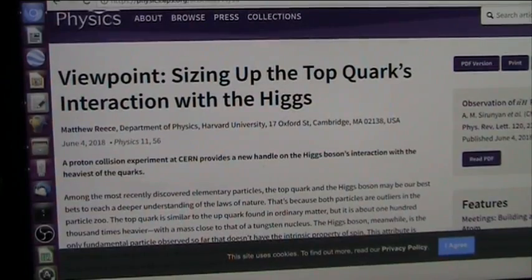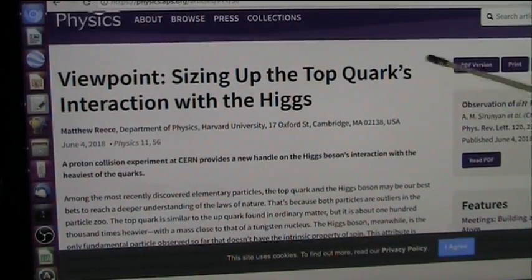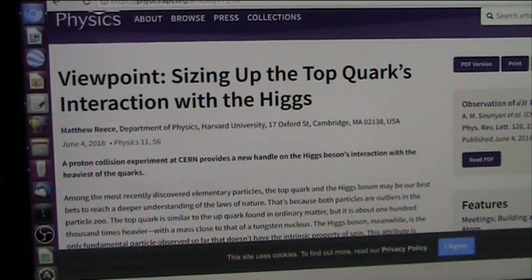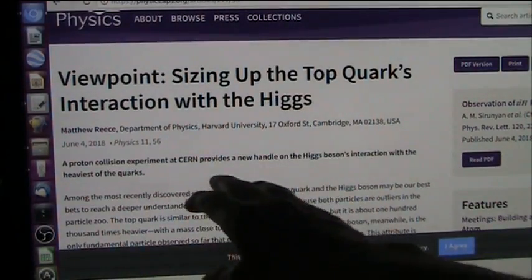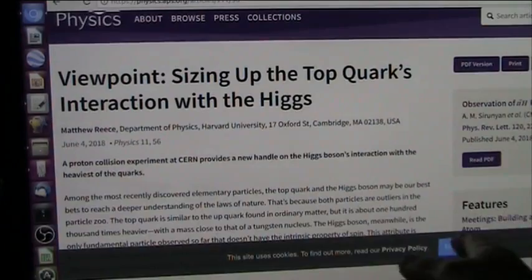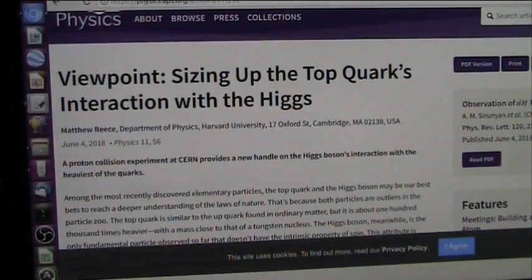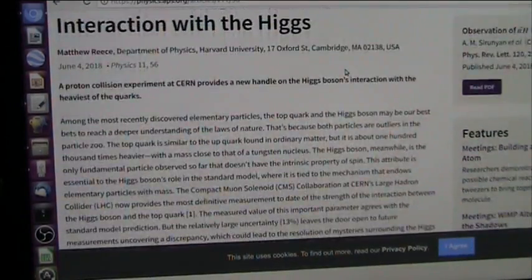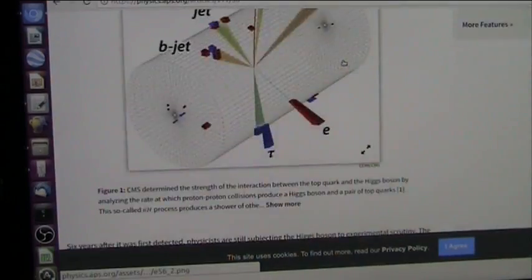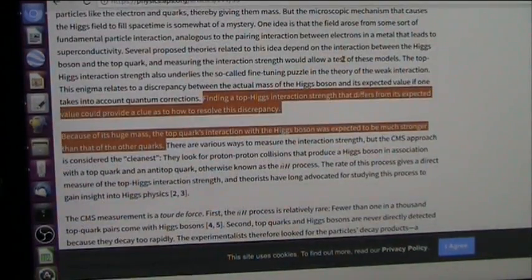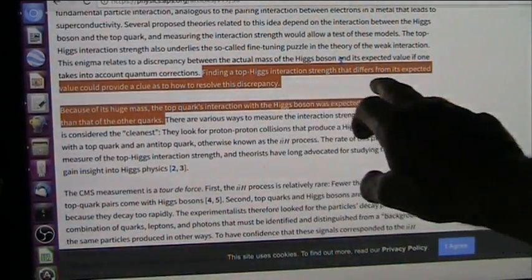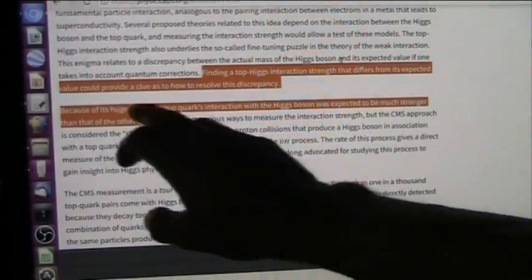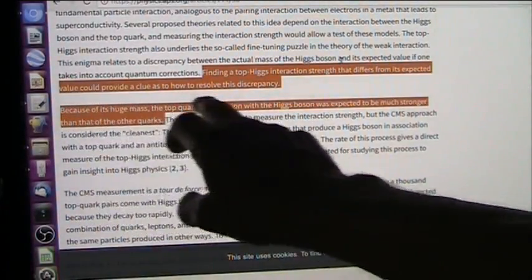Okay, this is sizing up top quarks' interaction with Higgs. A proton collision experiment provides a new handle on Higgs boson interaction with the heaviest of the quarks. Now, let's talk about these quarks. Well, let's just cut to the chase. Finding a top Higgs interaction strength that differs from the expected value could provide a clue.